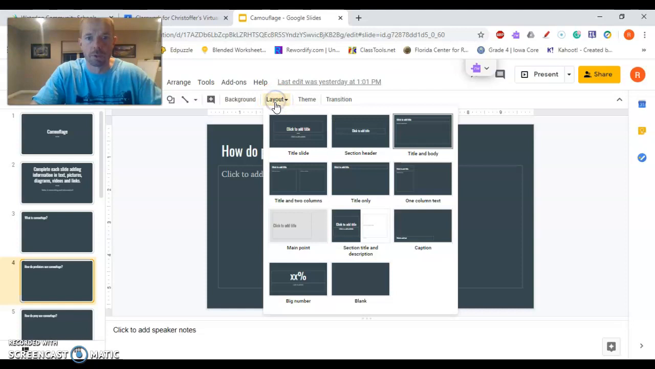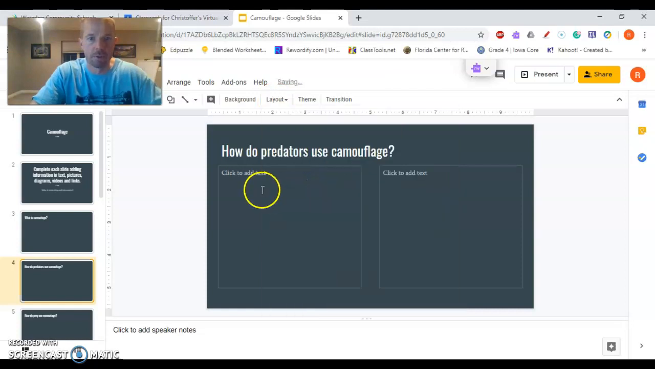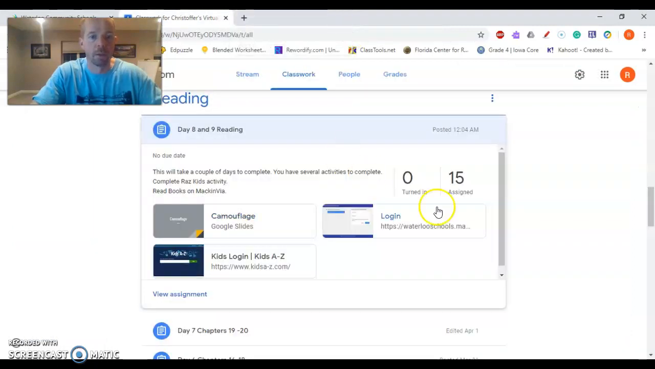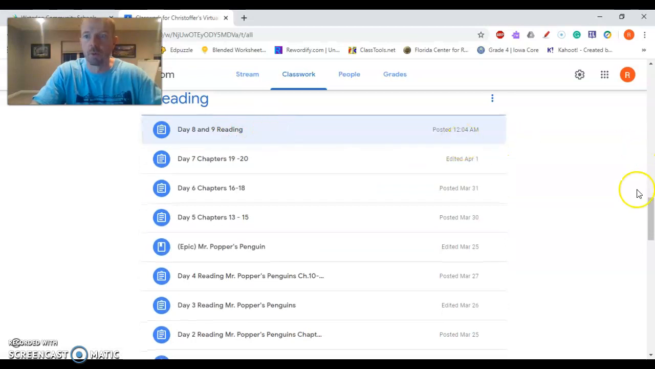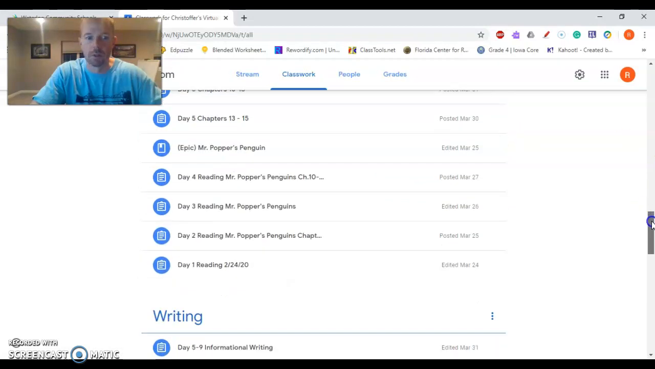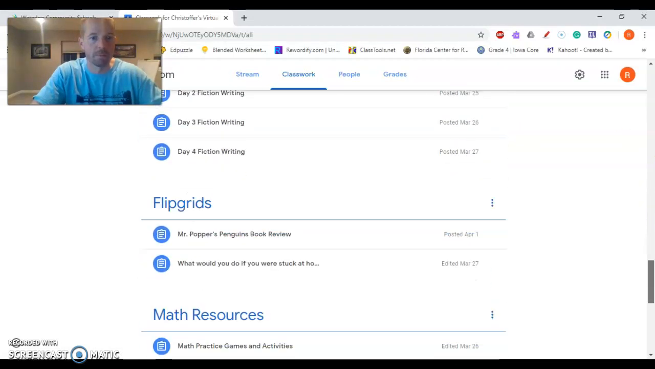So if you want, you could even change the layout to where you have text on one side and then put the picture on the other side. That's completely up to you, okay? You're totally free to create however you'd like. And then your writing is continue your story jumper or informational writing, okay? If you have questions, please let me know.